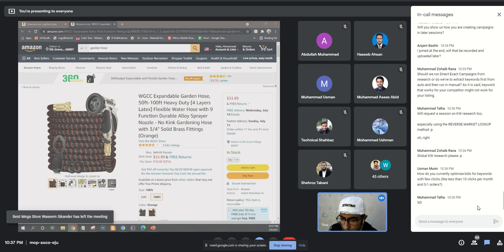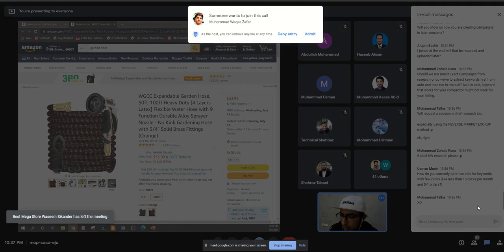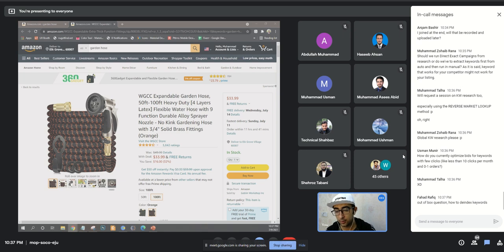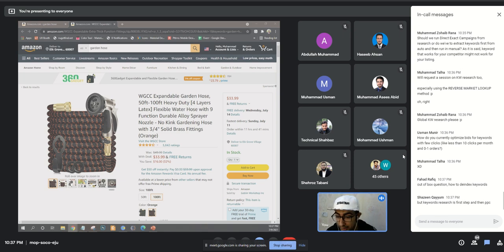How do you currently optimize bids for keywords with few clicks, less than 10 clicks? We have a very complex structure with a few ifs and else ifs in there, but we can have a session on that one. Okay, this is not an out of the box question. How to de-index keywords? Just remove everything from your listing. There you go. But keyword research is the first step, and then PPC.